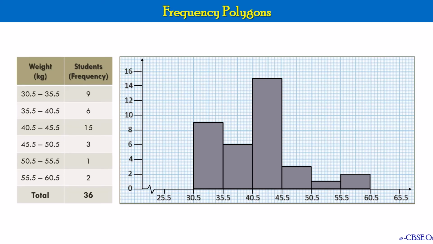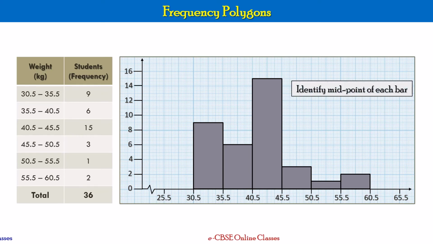Okay. Now, let's look at the third graphical representation of data, that is frequency polygons. So now I'm starting with the previous example where I looked at the distribution of students based on their weight category. Okay, I'm using the histogram to construct the polygon here. Let me start with the steps. Once you have a histogram, the first step is to identify the midpoint of each bar. Okay, identify the midpoint of each bar. 1, 2, 3, 4, 5, 6.